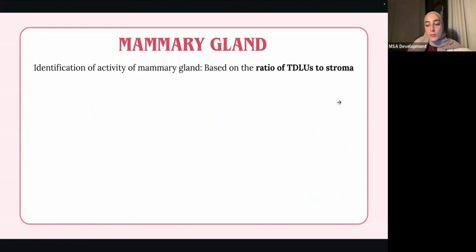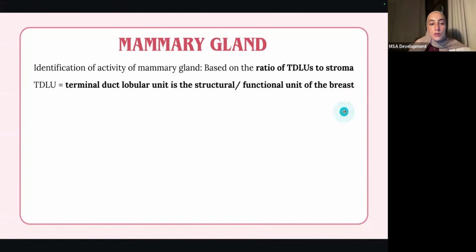So the mammary gland or the breast is a gland and it has things called TDLUs. What are TDLUs? TDLUs are terminal duct lobular units, and this is the structural and functional unit of the breast. You know how we say that the kidney, the functional unit is the nephron? Same thing here. The TDLU is the functional and structural unit of the breast or the mammary gland.